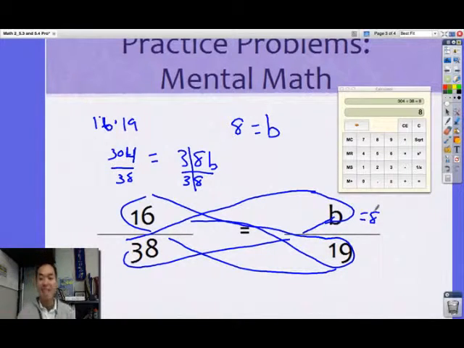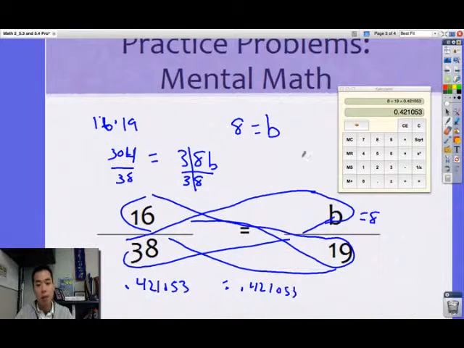Now this is a tricky part. In addition to finding the missing variable, I also want you to double check by converting both into decimals. If they both have the same decimal, you know that they are proportional. So let's convert 16/38, which is equal to 0.421053, and 8/19, 8 divided by 19, is also equal to 0.421053. So b is equal to 8, which is sure. I triple checked and it worked.